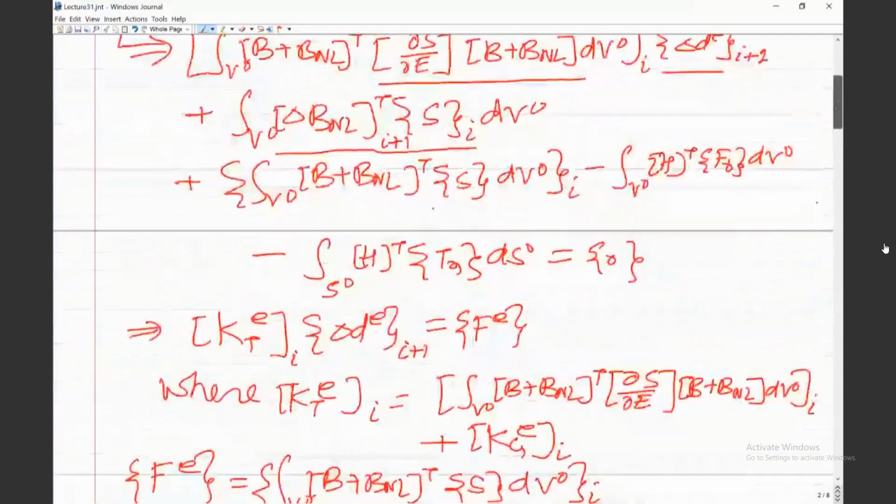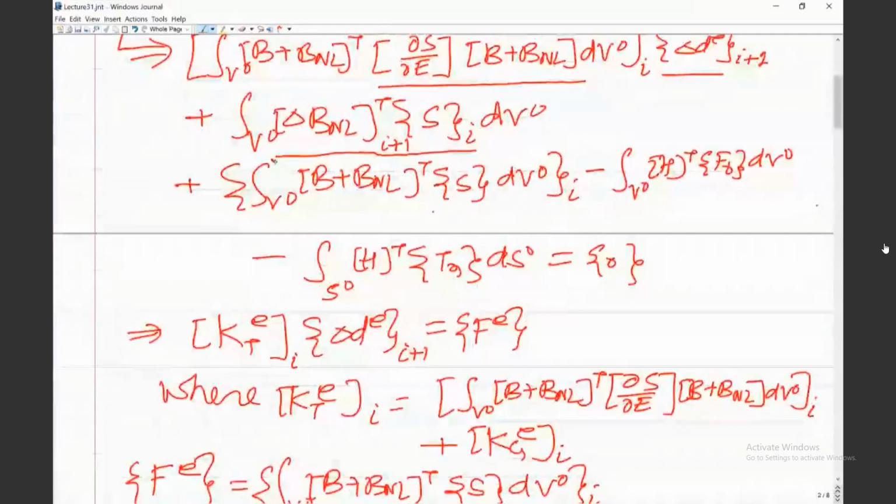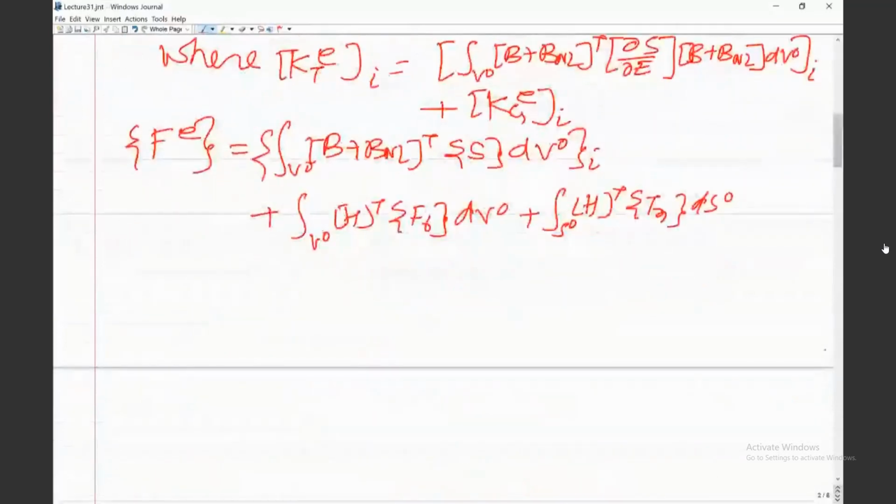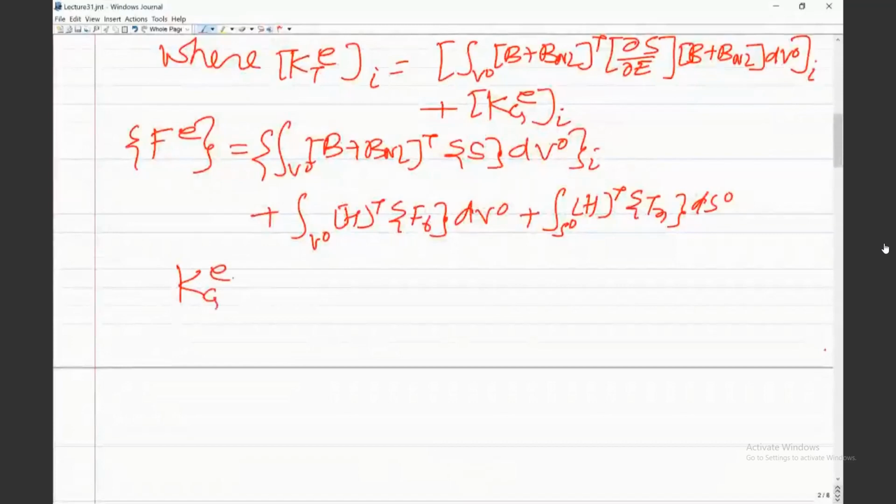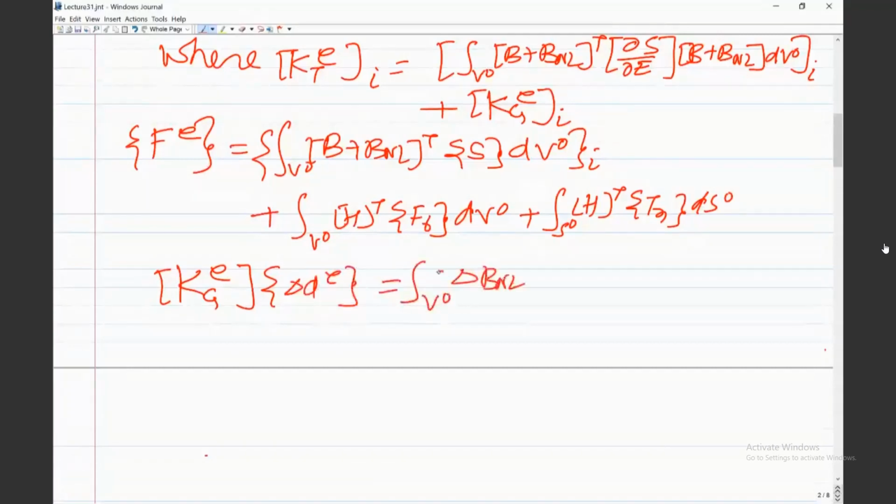So this is the right hand side FE. And this KG term is written in such a way that we have to multiply and rewrite, so that we have a matrix and delta d on the right hand side. So this KGE into delta dE is actually integration over V naught of delta BNL transpose into S dV naught.